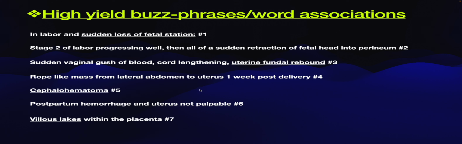Rope-like mass extending from the lateral abdomen to the uterus 1 week post-delivery. So this would be a case of ovarian vein thrombophlebitis. Cephalohematoma, I included this again because we're thinking about a vacuum-assisted vaginal delivery.